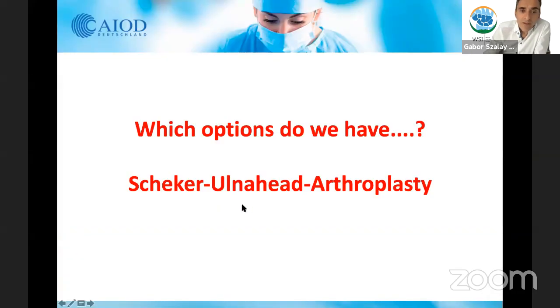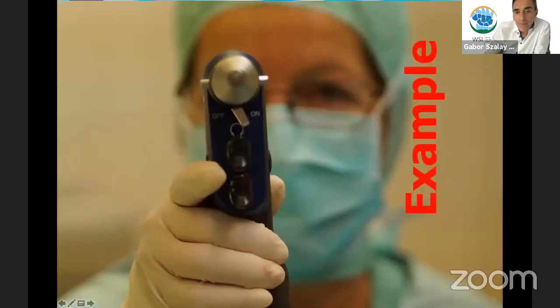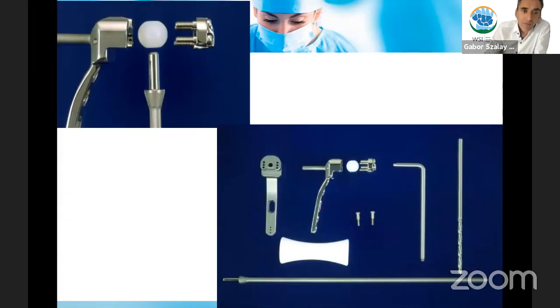The last thing I just want to mention is the Eclypse ulnar head arthroplasty, a very expensive prosthesis, and I know just a handful of hand surgeons in Germany who do it, and most of the insurance doesn't pay for this procedure.